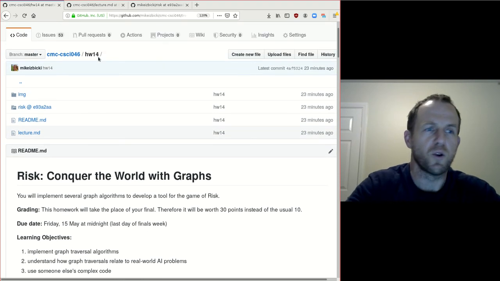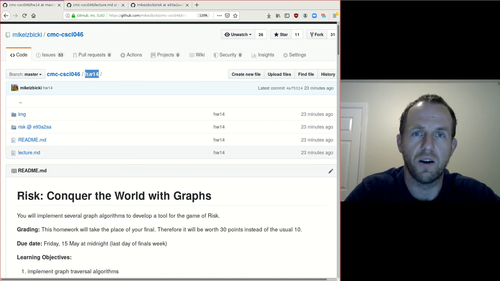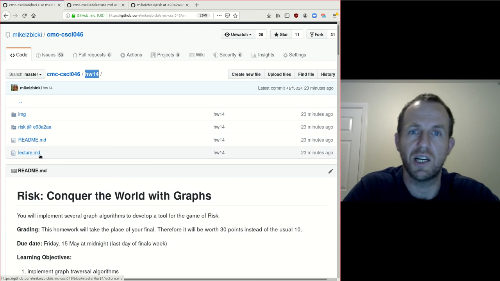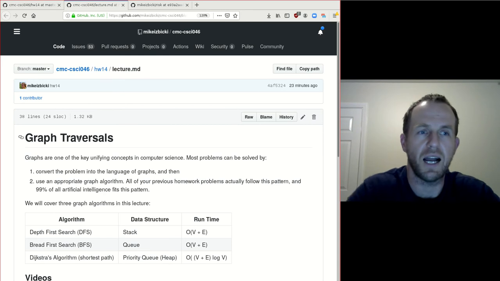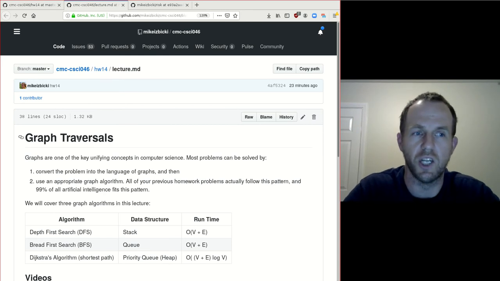So yeah, again, I'm on the course webpage right now in our homework 14 folder, and currently we're just looking at the README file, but then there's also this lecture.md file, so I'm going to go over and look at that. And this has the big high-level overview of things you need to know about graphs.